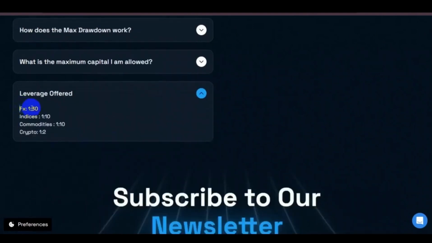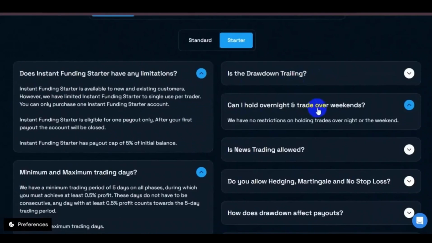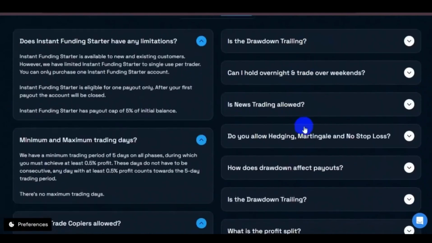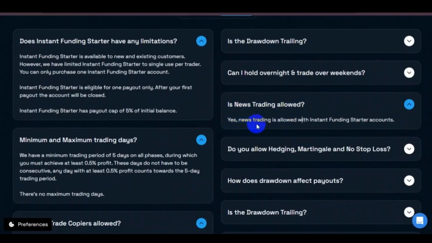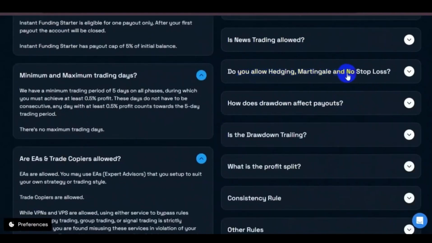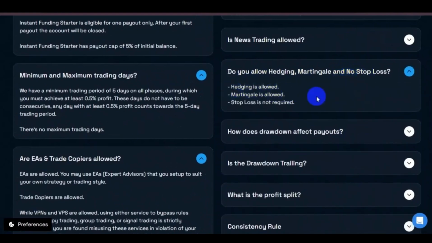Leverage is 1:30 for FX, 1:10 for indices, 1:10 for commodities, and 1:2 for crypto. Overnight and over-the-weekend holding is allowed. There is no restriction. Is news trading allowed? Yes, news trading is allowed with the instant funding starter model. Do you allow hedging, martingale, and no stop loss? Yes, there is no restriction.